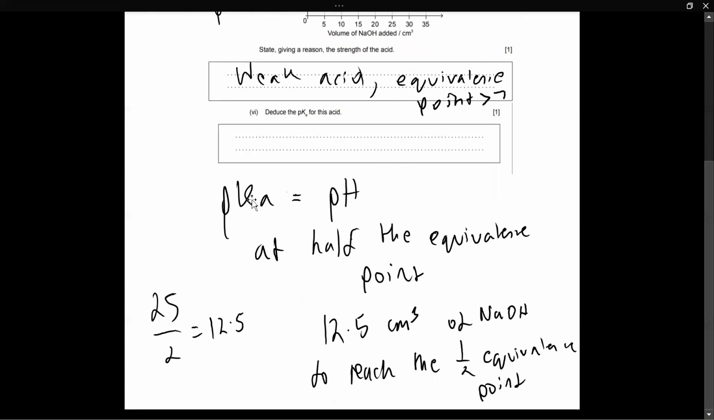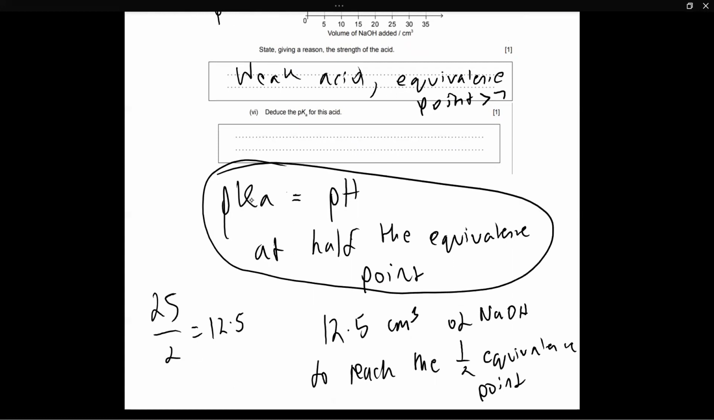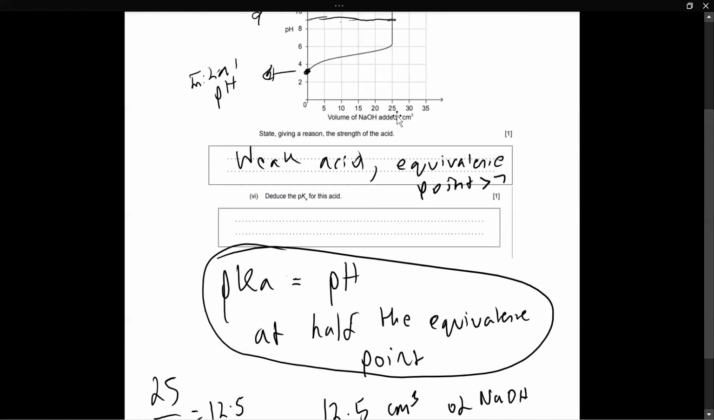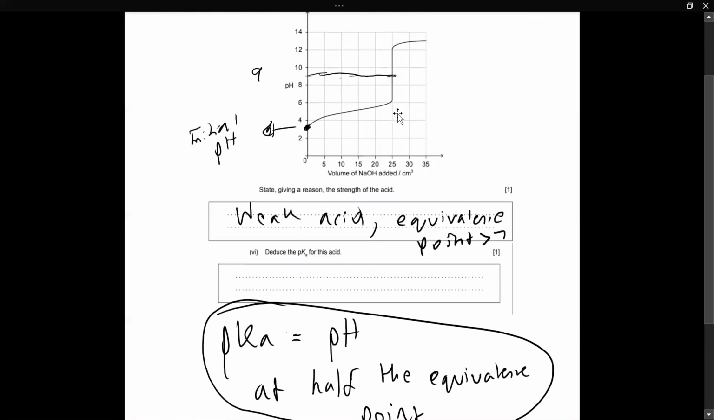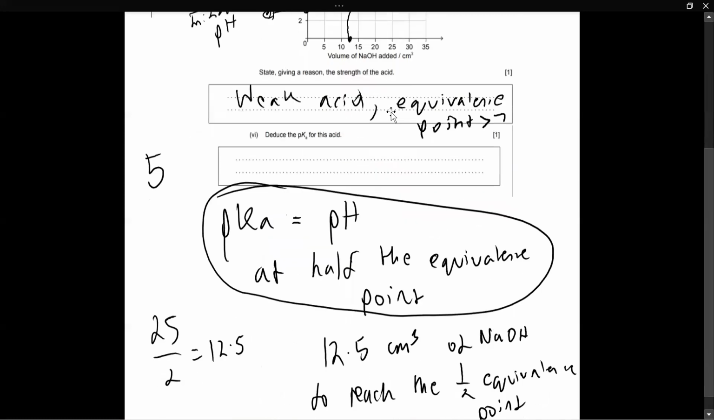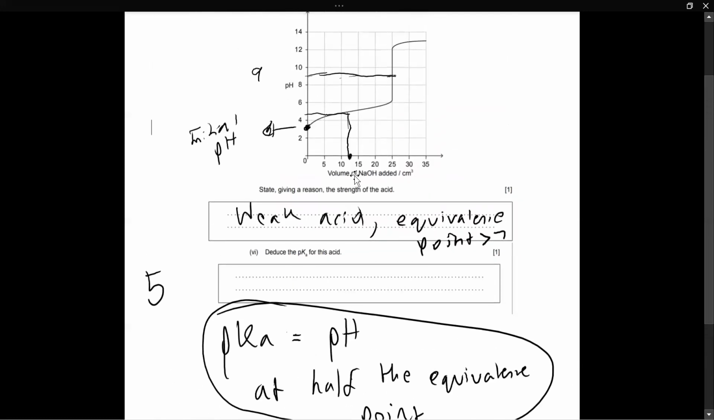And we know from this little information that I've given you, that the pKa is equal to the pH at half the equivalence point. So what is the pH at half the equivalence point? Well, we know that we need 12.5 centimeters cubed of NaOH to reach half equivalence point. So let's see, where would 12.5 be? Well, it would be approximately between here. And if we just extrapolate over here, we can see that at half the equivalence point, the pH is approximately 5, around 5. So we can deduce, sorry, I've drawn this a bit badly. So it's about here, right?